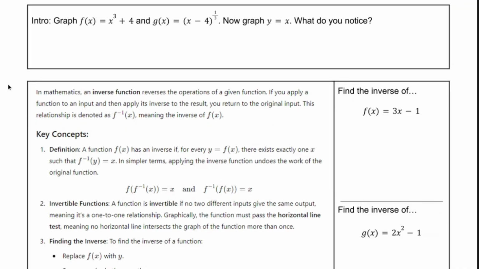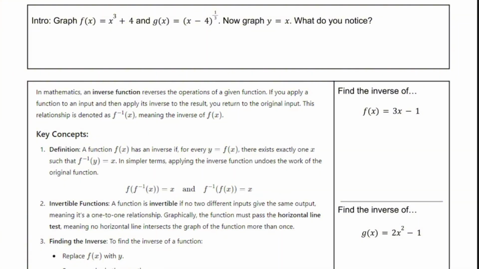So we're going to use our calculator for this one. Graph f of x equals x cubed plus 4. It's a cubic, but I'm not a big fan of what that looks like. So I'm going to graph both of these on the same coordinate plane, and then graph y equals x and see what I notice.